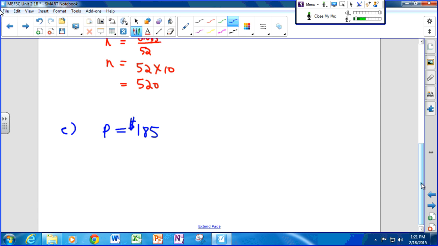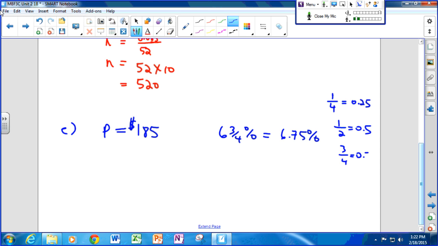So here we go. For question C then, there's your GIC. It's $185, and it pays 6.75%. So our interest, 6.75%. Okay, so 3 divided by 4 is 0.75. It's useful to memorize those if you don't. 1/2 is 0.5, and then 3/4 is 0.75. It's useful to memorize those common fractions for interest rates and things like that.